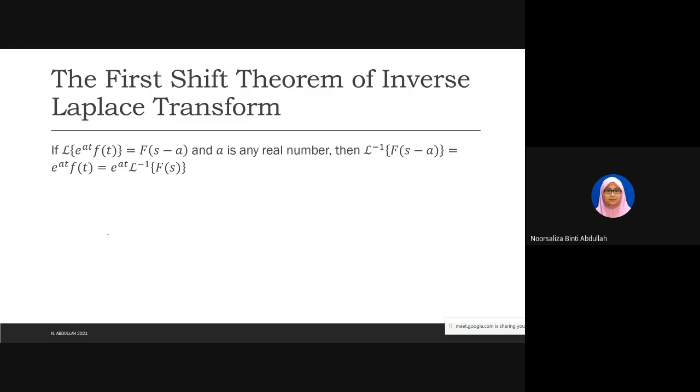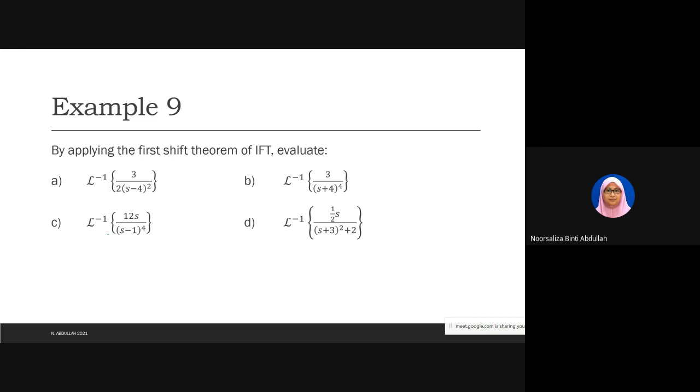Okay, kalau tak ada, we move to the next theorem. How we want to find the inverse Laplace for the first shift theorem. Let's say you have F(s) in the s domain as F(s minus a). Then you can get the inverse is actually exponent at times the inverse of F(s). So how you want to do is, look at this example. You want to find the inverse of 3 over (2s minus 4) square.